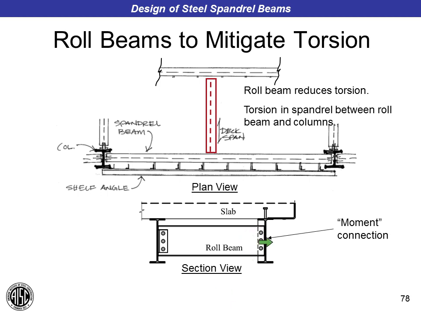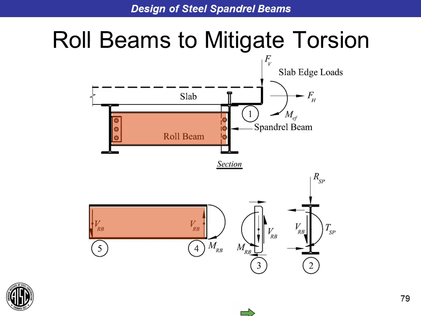And be aware that when you do this, you have a vertical reaction upward on the inboard floor beam, and a downward force due to resolving the twist on the spandrel beam. So again, here you see the roll beam with the moment applied to the end. That results in shears in the roll beam that we have to design the connection for here to the spandrel beam and to the inboard floor framing beam.